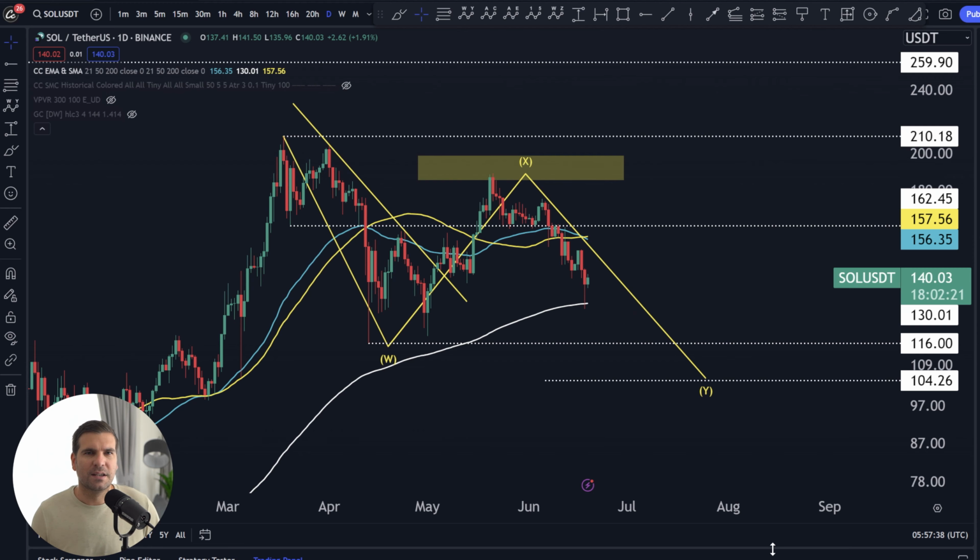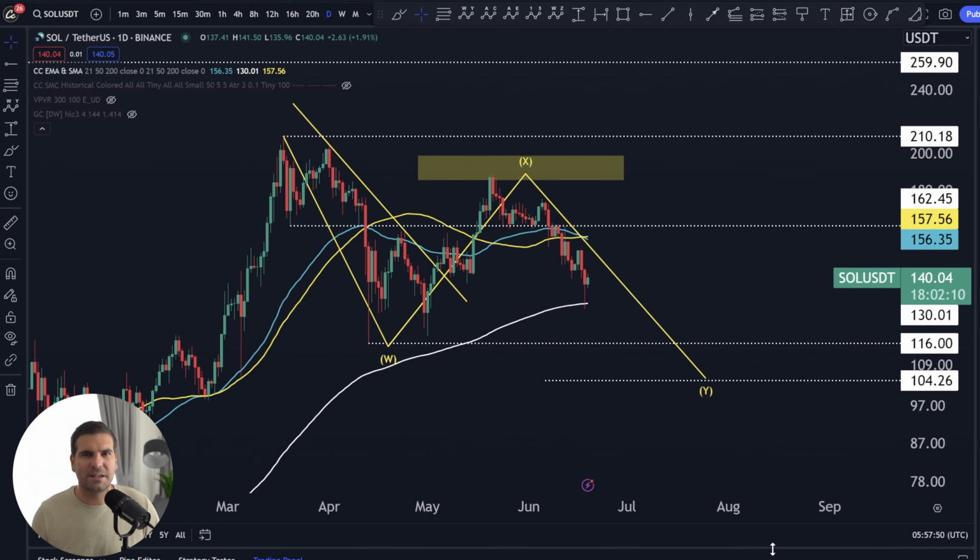So with all of this in mind, the crucial support levels to watch are around $157.58 and $156.38. These are key areas where we might find some buying interest. However, if the bearish momentum continues, we could be looking for further declines towards the $104 level. And don't forget, the 200-day EMA is currently providing some support. If we break below this level, it could spell trouble for Solana in the short term.